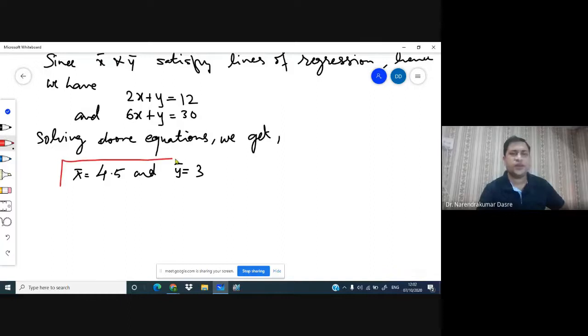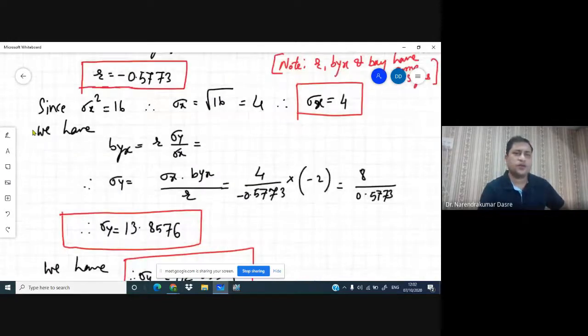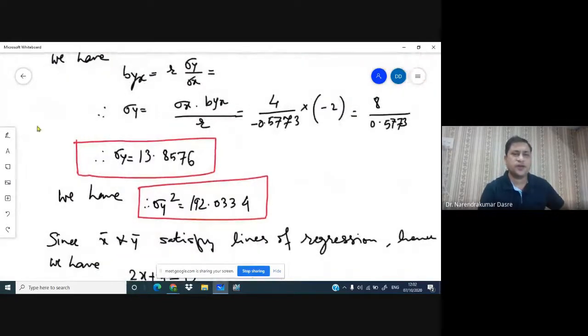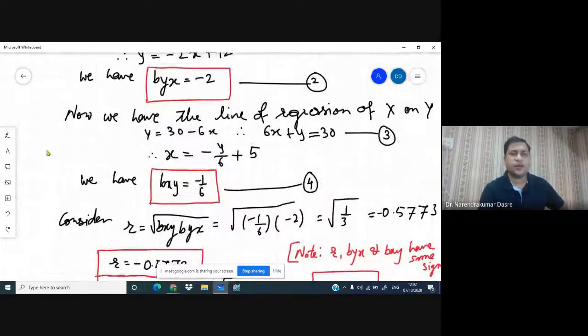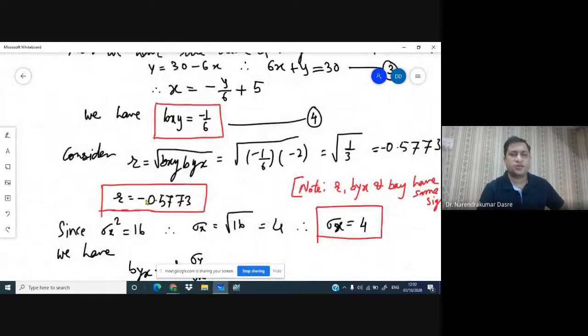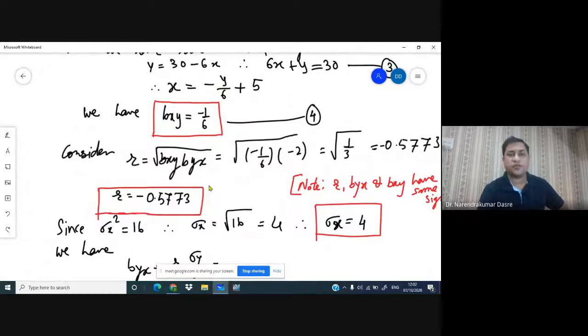So this way we are able to get the required values. We got the value of x bar, the value of y bar, the value of sigma y square, and then the value of r. Here you need to be careful that the signs of byx, bxy and r are the same, and that's why r becomes negative. Now, do you have any doubt in this question?